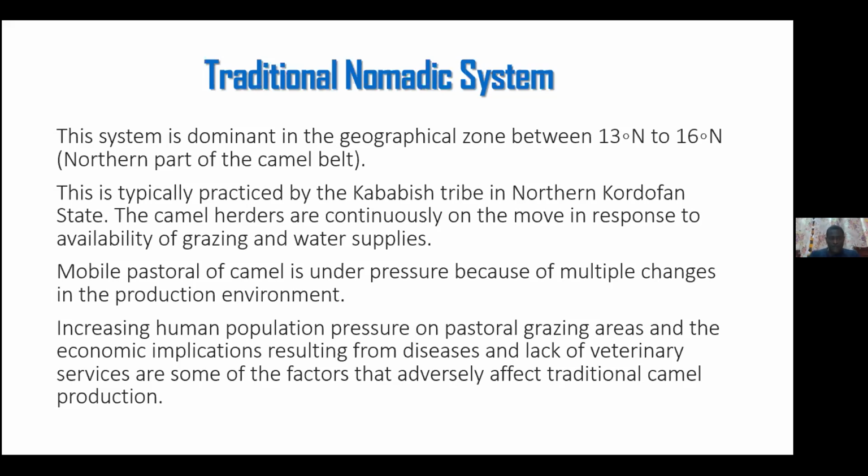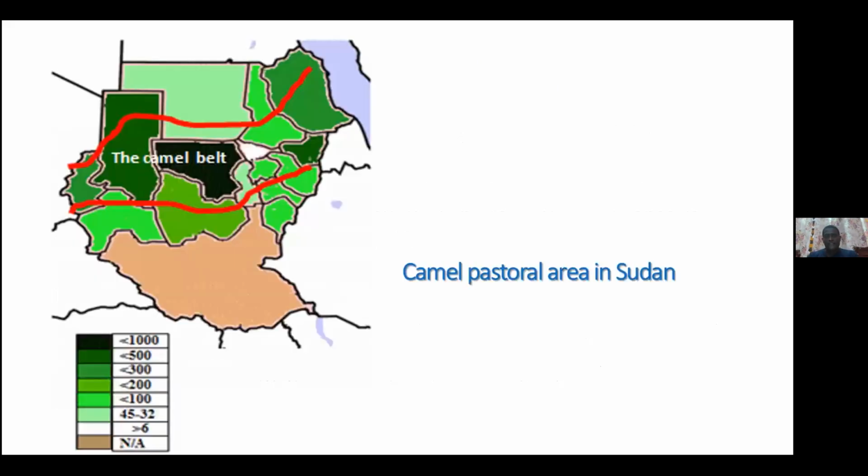The mobile camel pastoralism is under pressure because of multiple changes in the production environment, increasing human population, which means pressure on the pastoral grazing areas, and economic implications resulting from disease, spreading of disease, and lack of veterinary service in the areas, and some factors that adversely affect traditional camel production. Look at this camel plate in Sudan. You'll find the camels moving, the camel mobile pastoralists, within these boundaries, the red color, because this is the plate of the camel in Sudan.